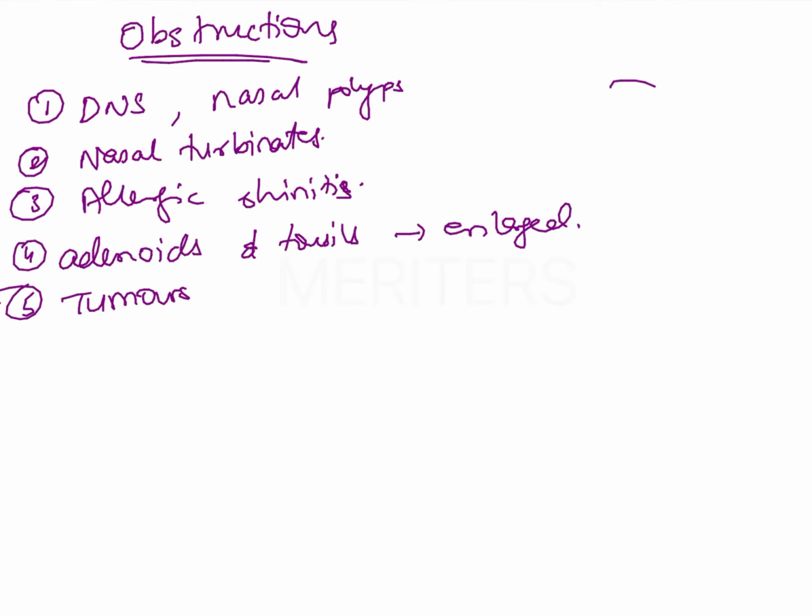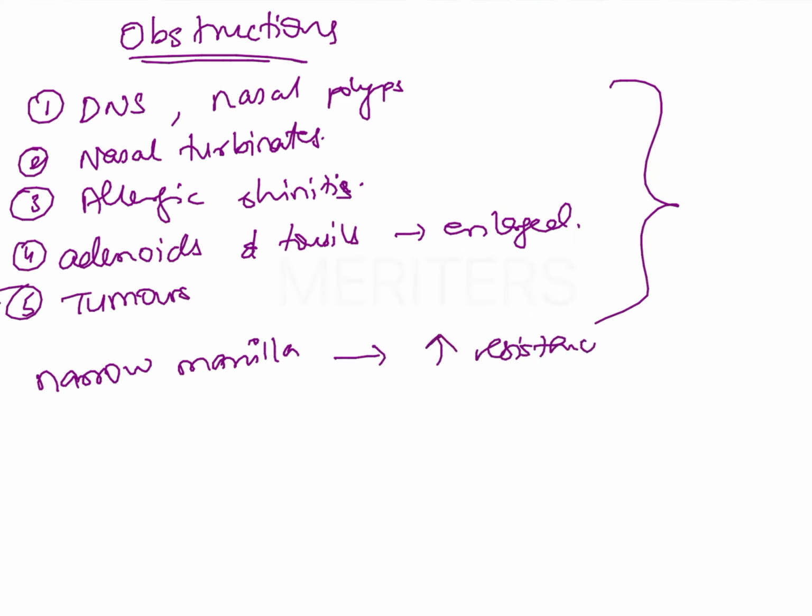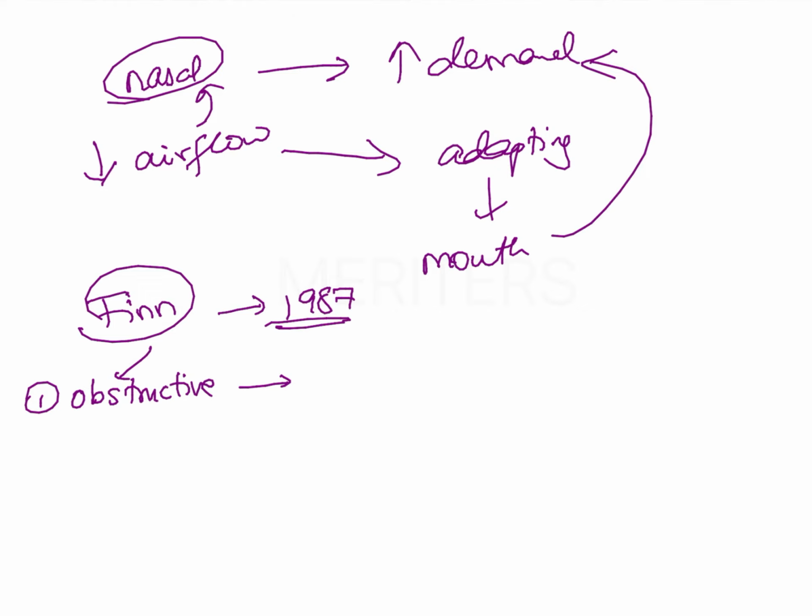So any of these factors which cause obstruction, or even causes such as a narrow maxilla, can lead to mouth breathing. When there is a narrow maxilla, this ultimately reduces the passages of the nasal cavity, which increases the resistance to nasal airflow. All of these are examples of the obstructive type of mouth breathing, because there is some sort of obstruction or increased resistance.